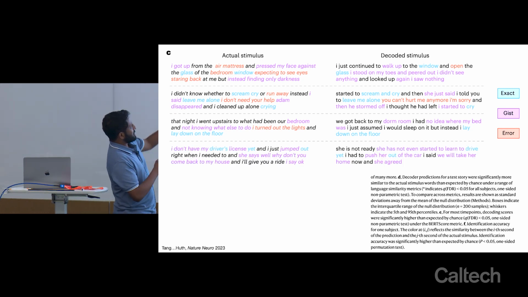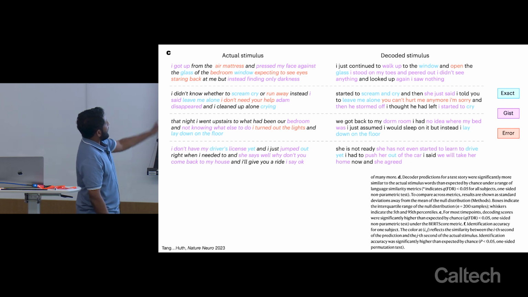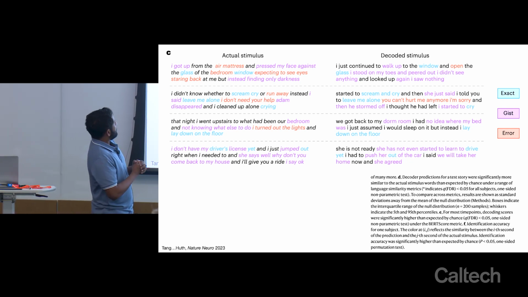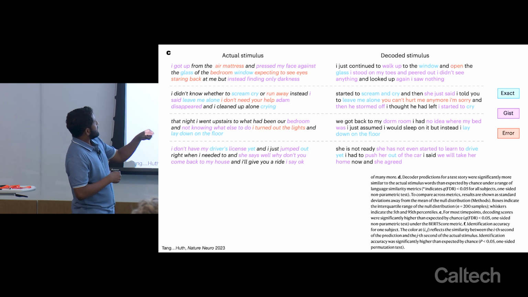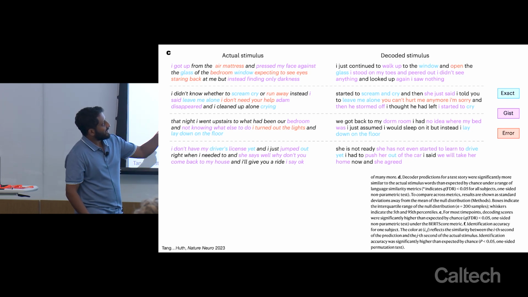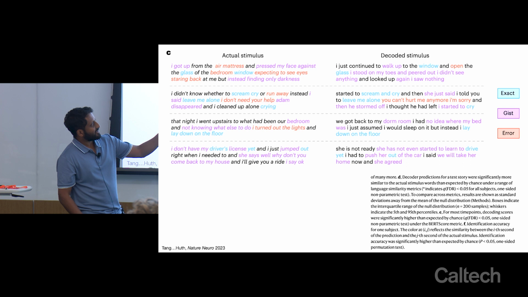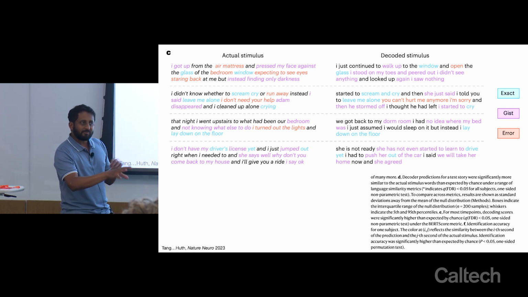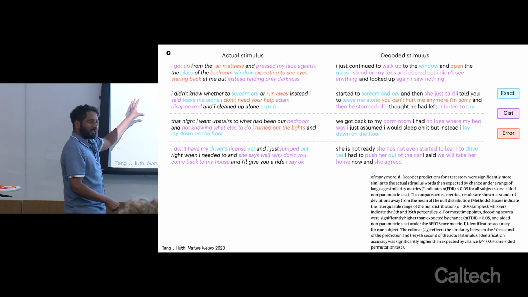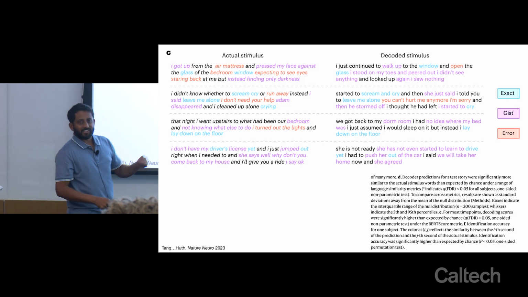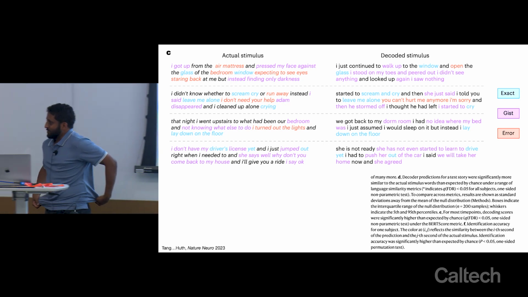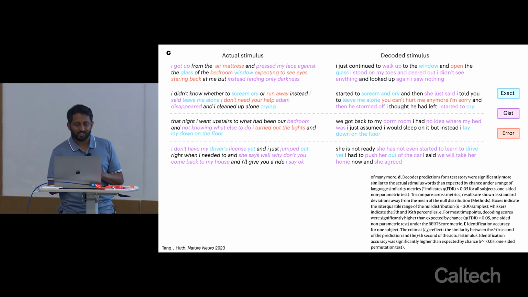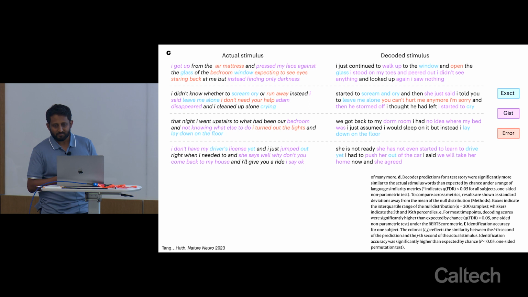I thought this one was particularly interesting. I don't have my driver's license yet, and I just jumped out right when I needed to. And she says, well, why don't you come back to my house? The decoder said: She is not ready. She has not even started to learn to drive. So that's a different sequence of text, but it has the same idea. I don't have my driver's license yet. She has not even started to learn to drive. So the language model combined with BOLD is able to capture some amount of meaning in these sentences.